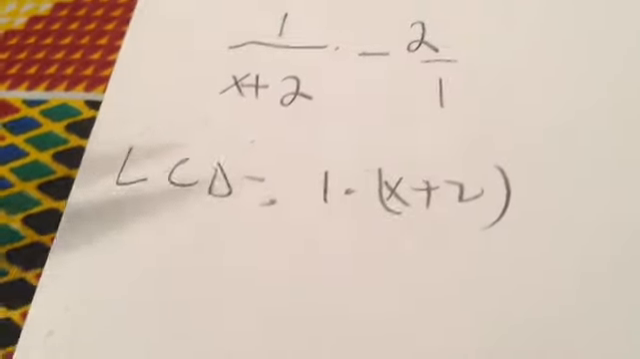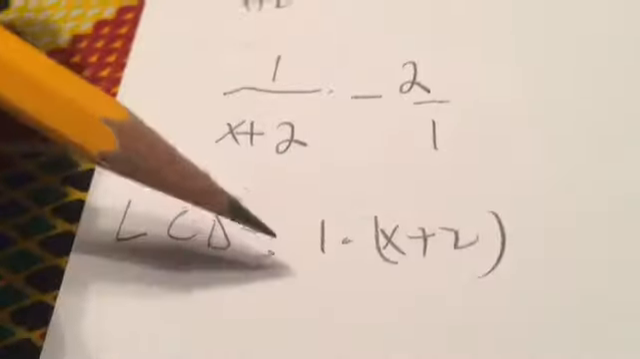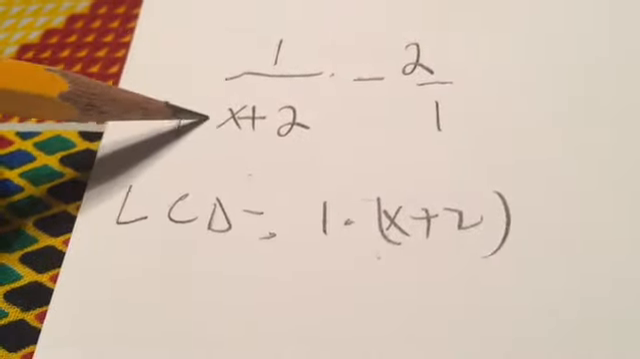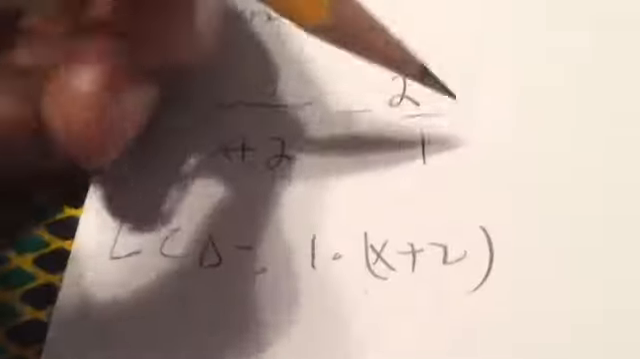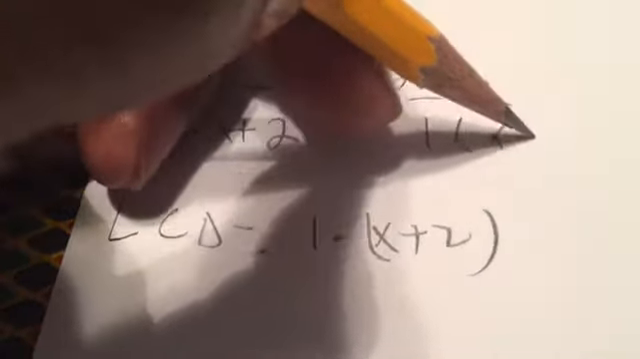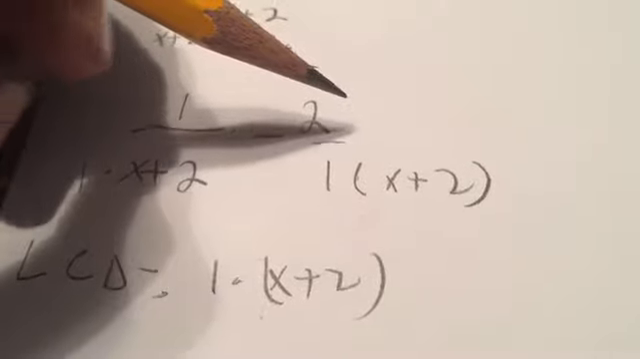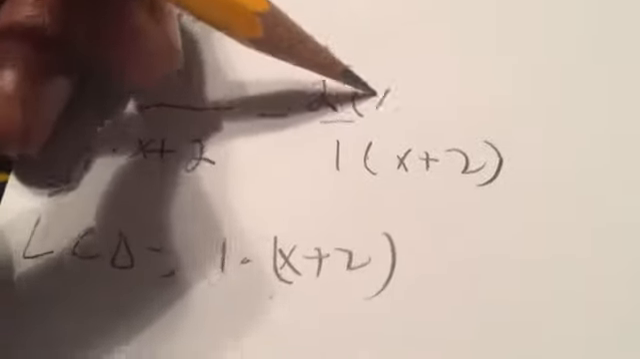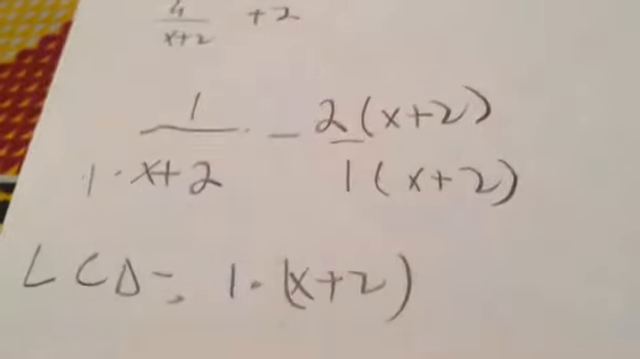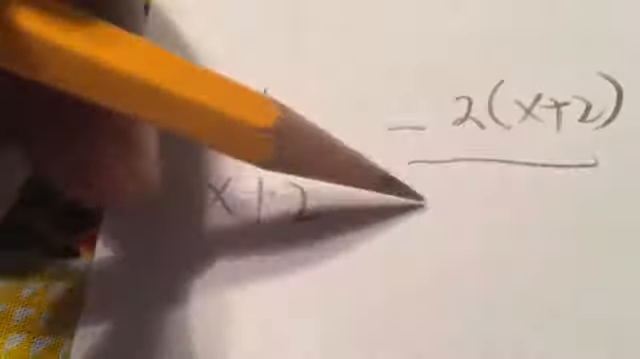Okay? So now, here's what I'm going to do. I'm going to multiply this first one by 1, which doesn't do much to it. It stays the same. And I'm going to multiply the 2 by x plus 2. I'm going to put parentheses to make it easier. But here's the thing: when I do something to the denominator, I have to do the same thing to the numerator, right? So we end up having 1 over x plus 2 minus 2 times x plus 2 over x plus 2.